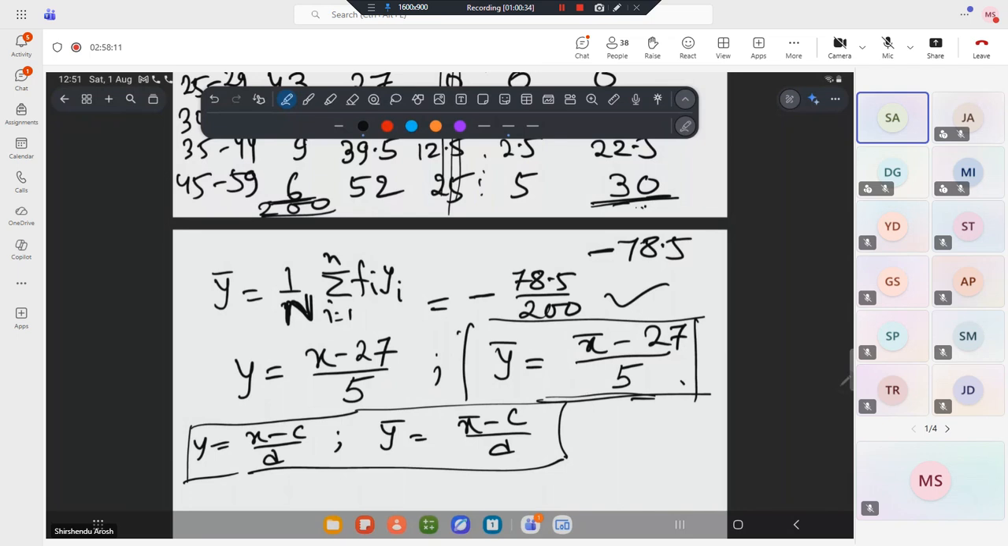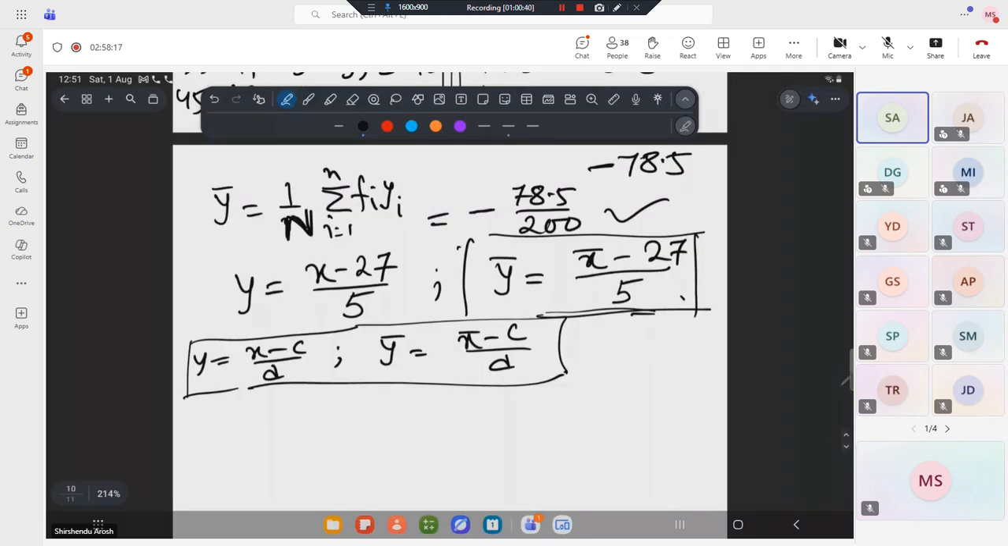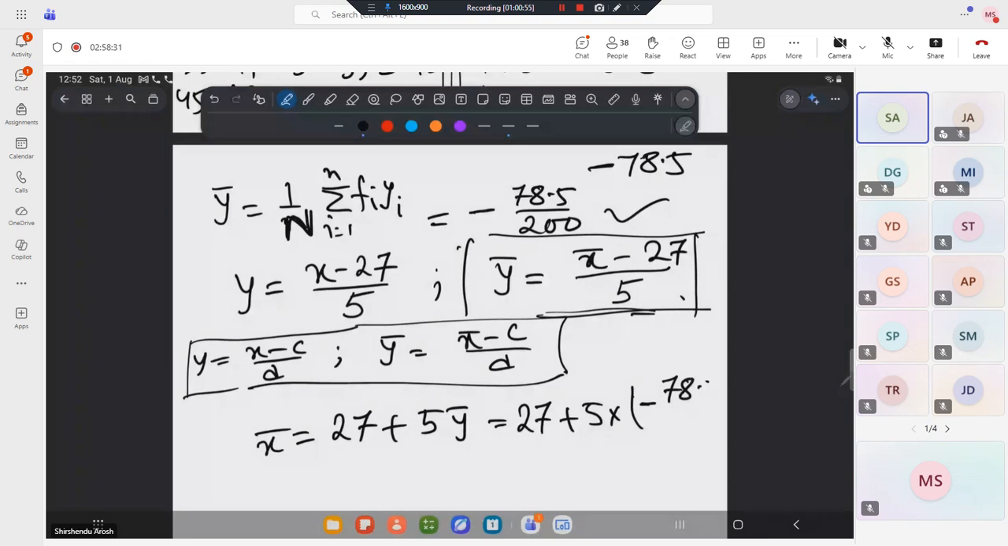Now in this equation, I know the y bar. What I need to find out is the x bar. So let's put the values. Let's first simplify this. The x bar should be 27 plus 5 into y bar. Perfect. Now let's put the values: 27 plus 5 multiplied by, please make sure you have minus 78.5. Do not forget the minus part.